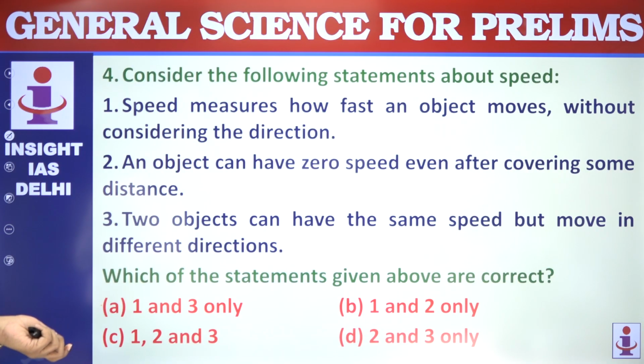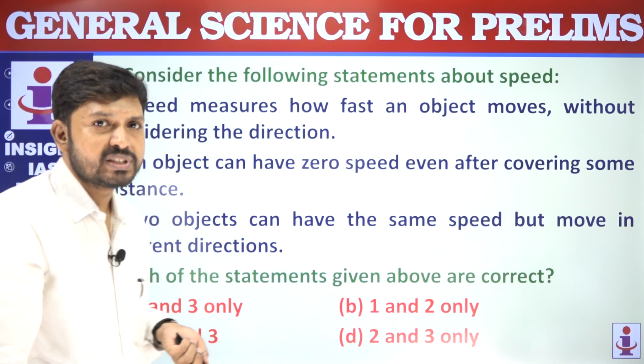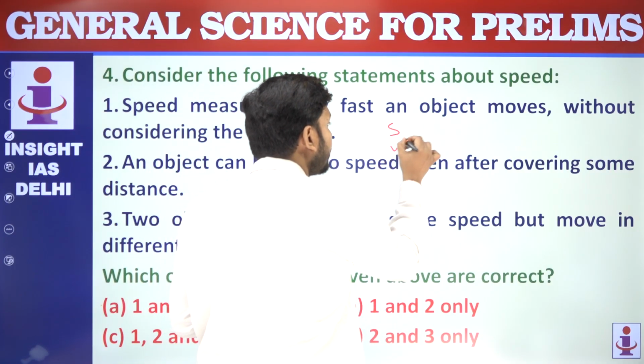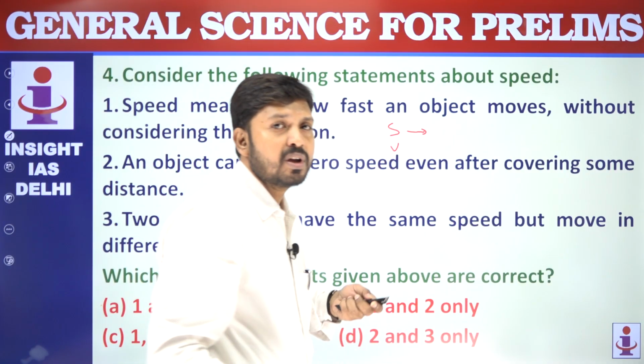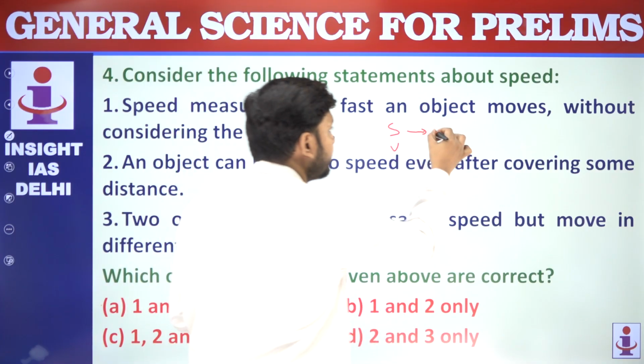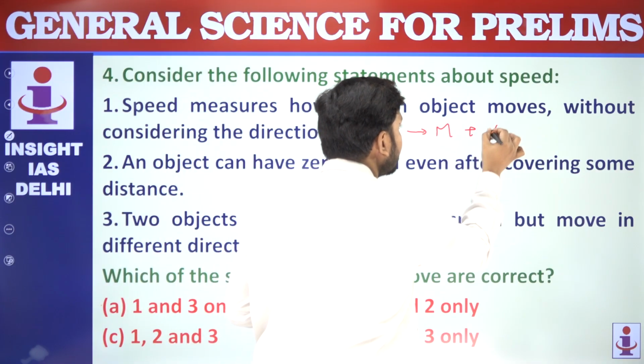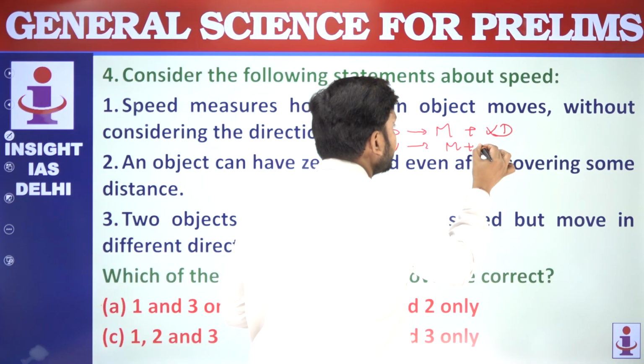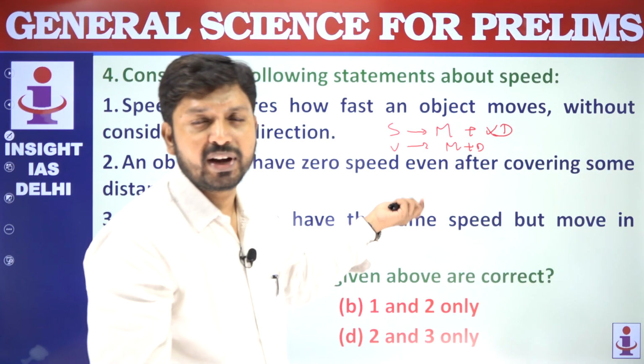Consider the following statements about speed. In this question some basic things we need to know. We know scalar quantity and vector quantity. Scalar is nothing but those quantities which have magnitude. Magnitude is there but there is no direction. But vector quantities are those which have both magnitude and direction. Is it clear? This we have read in the school days, right?